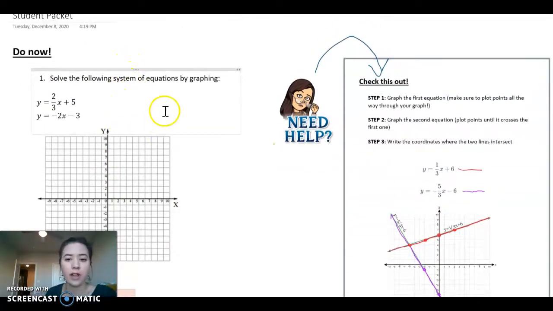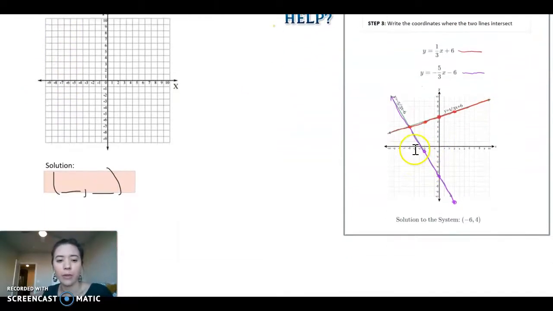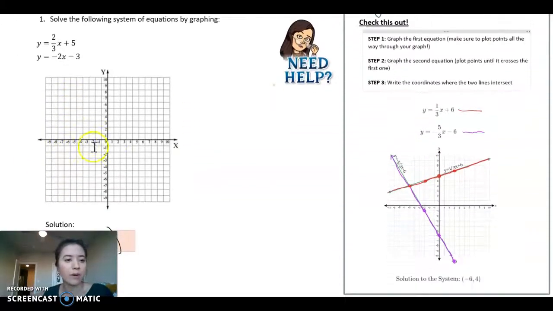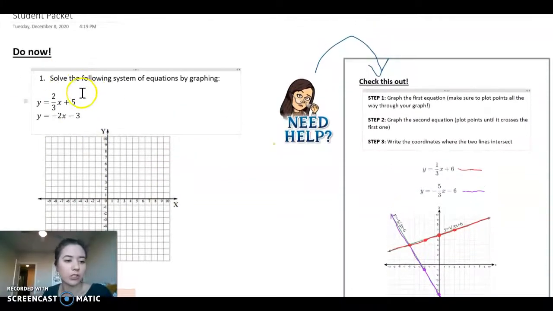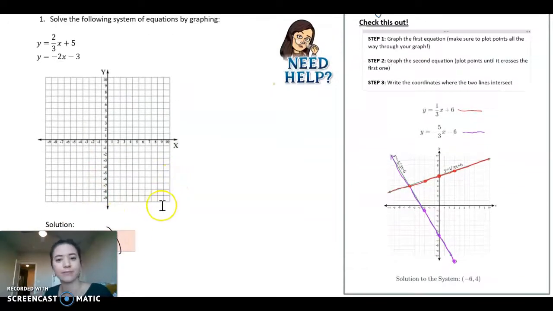This is what we did yesterday, graphing systems. So remember from yesterday, we just have to graph the first equation, make sure to plot multiple points. Graph your second equation, and then you're going to write the point for where the lines cross. So like this one over here crossed at -6, 4. So I want you to pause me and do your best to graph the top line, the bottom line, and then tell me where they cross. And then unpause me when you're ready, or unpause me if you need help.